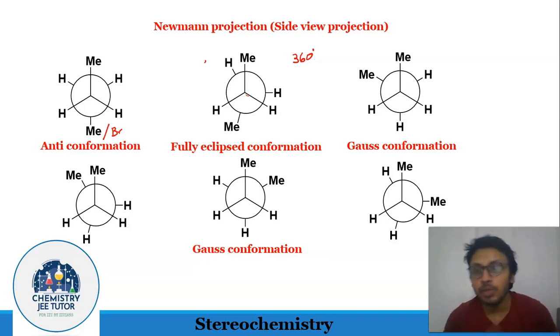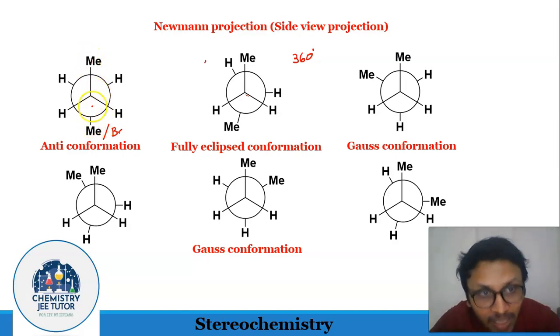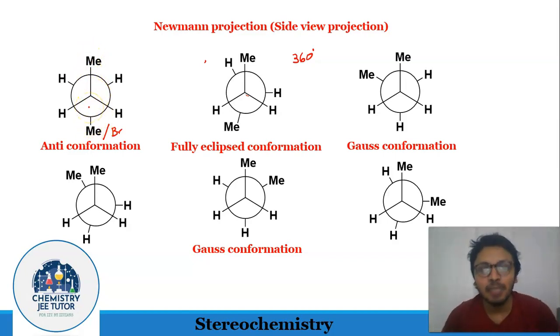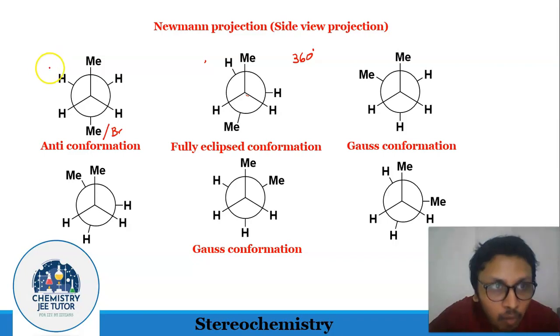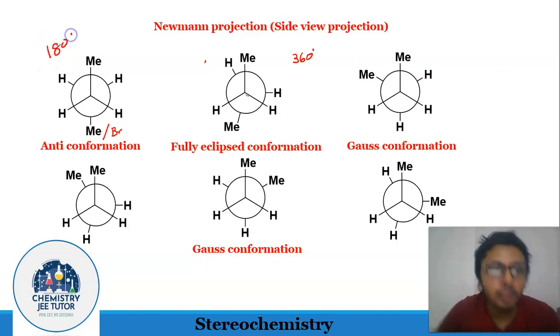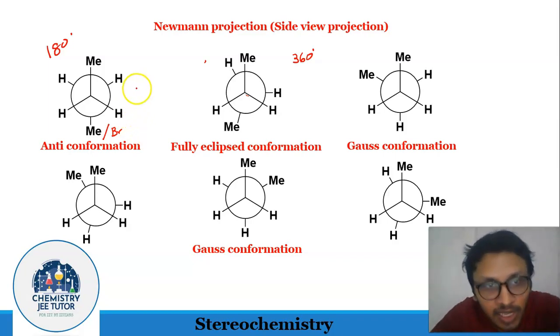Not always will the substituents be the same. You have to understand the group of substituents, or the size of the substituents. Same size substituents are at 180 degrees with respect to each other. When the same size substituents are at an angle of 180 degrees with respect to each other, that conformation is called an anti-conformation.